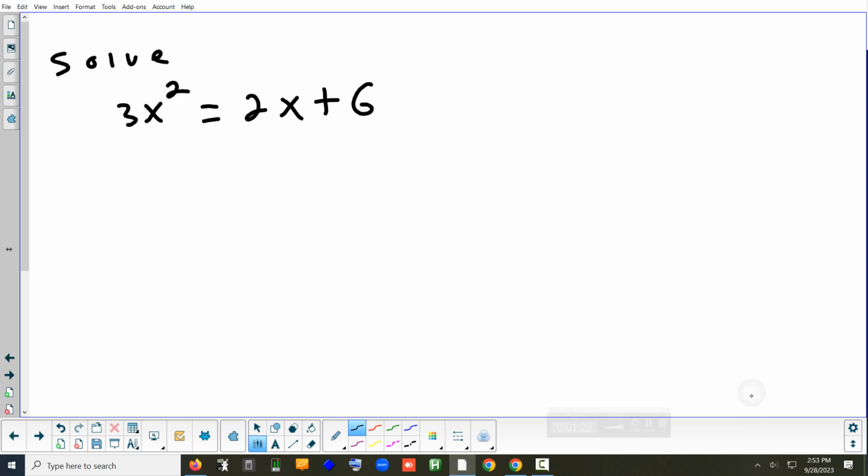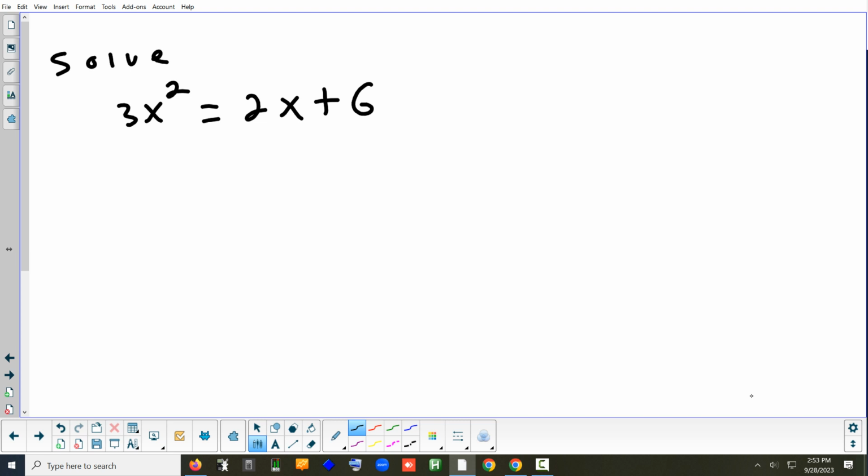Okay. All right, so the next question we'll look at, this is going to be solving a quadratic. In order to solve a quadratic equation, we always want to get it equal to something first. Well, what do we want to get it equal to? 0. Yeah, we want to get it equal to 0. And I usually like to make sure the x squared term is positive.